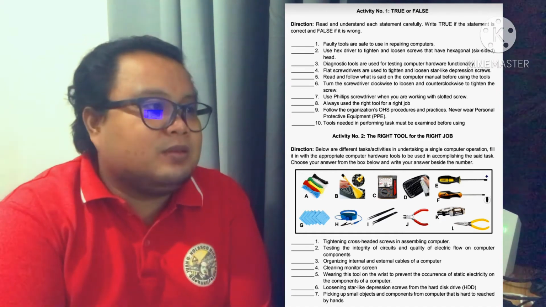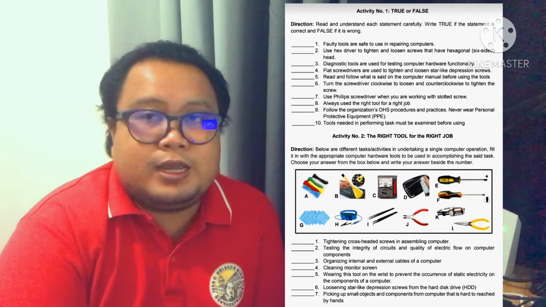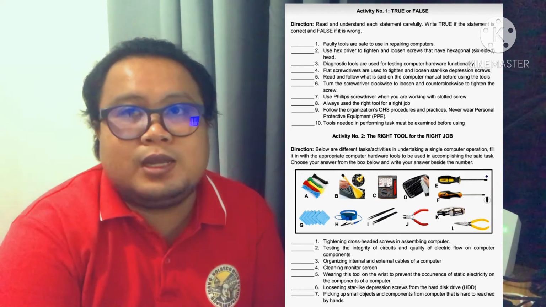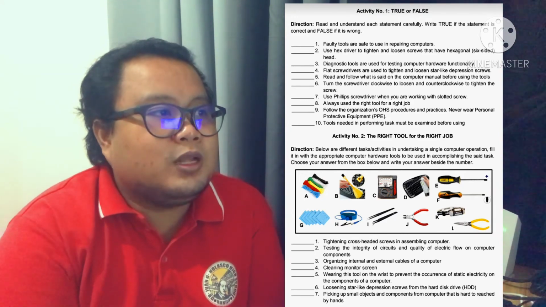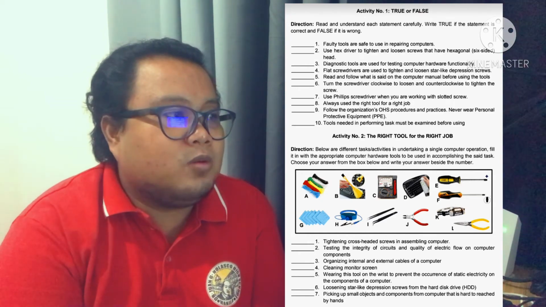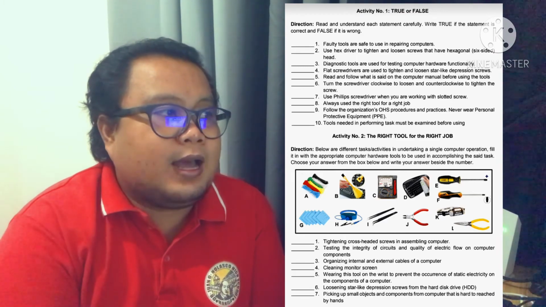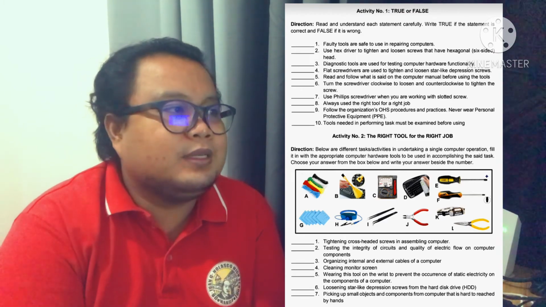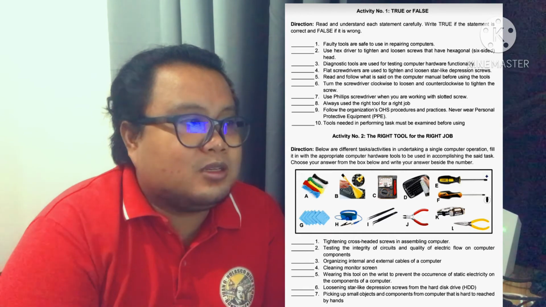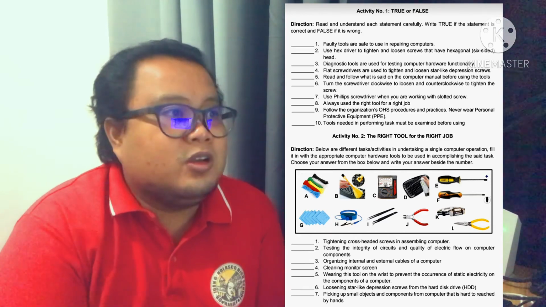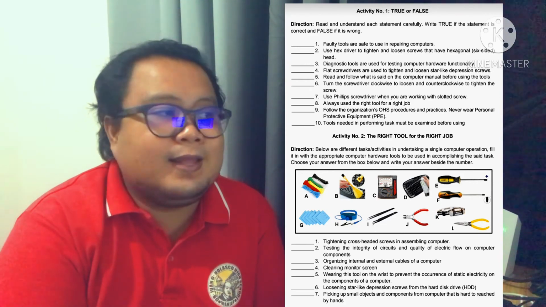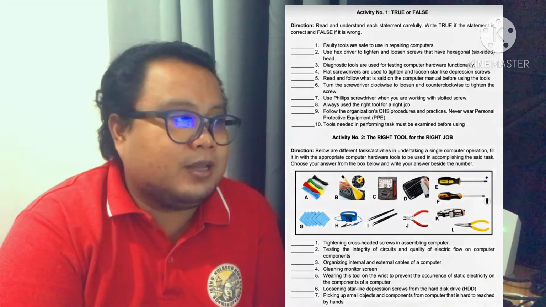Answer only 10 items. So, activity number 2, the right tools for the right job. So, dun sa module na makikita nyo, meron dong mga picture ng iba't ibang tools na diniscuss ko. And then, isusulat nyo lang, bawat tools ay merong letters. So, ito ay kinocompose ng 10 items. And then, answer lang ang ilalagay nyo. So, for example, number 1, tightening cross-headed screw in assembling computer. So, ibig sabihin, screwdriver to. Cross-headed screwdriver. So, hahanapin nyo dito sa choices kung nasaan yung tinutukoy na tools. So, ganun lang class. Letter only. And answer only 1 to 10.